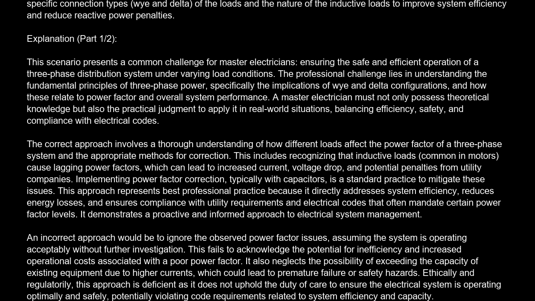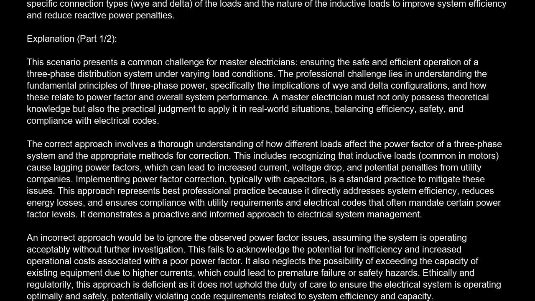The correct approach involves a thorough understanding of how different loads affect the power factor of a three-phase system and the appropriate methods for correction. This includes recognizing that inductive loads, common in motors, cause lagging power factors, which can lead to increased current, voltage drop, and potential penalties from utility companies. Implementing power factor correction, typically with capacitors, is a standard practice to mitigate these issues. This approach represents best professional practice because it directly addresses system efficiency, reduces energy losses, and ensures compliance with utility requirements and electrical codes that often mandate certain power factor levels. It demonstrates a proactive and informed approach to electrical system management.